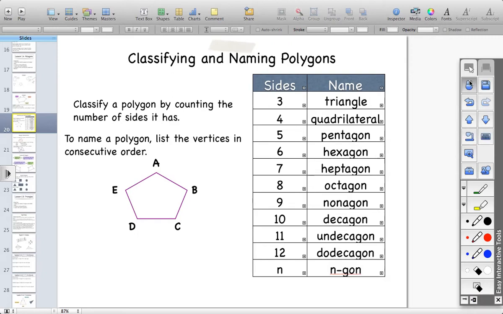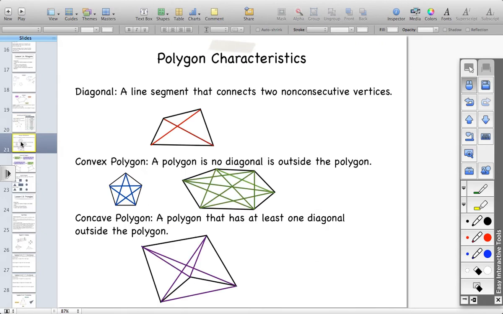All right, let's move on to the next slide. Polygon characteristics. When we talk about polygons, some things that are helpful in classifying them involve the diagonal. Within certain polygons, diagonals have special relationships. We'll get into that later. A diagonal is a line segment that connects two non-consecutive vertices.